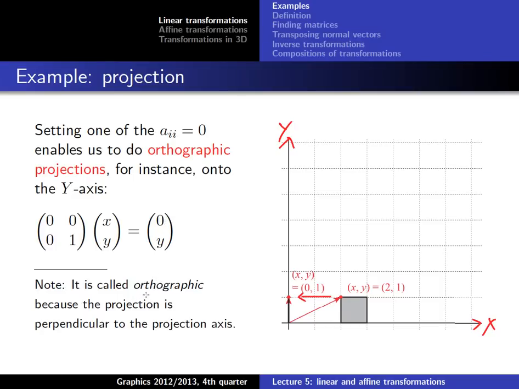It says here orthographic projection. We'll talk about projections later, I think in the first lecture after the midterm exam. But an orthographic projection is basically a projection where we project everything at a right angle towards the projection area. Here you see the projection area is the y-axis and everything is projected onto it at a right angle, and that's why we call it an orthographic projection.